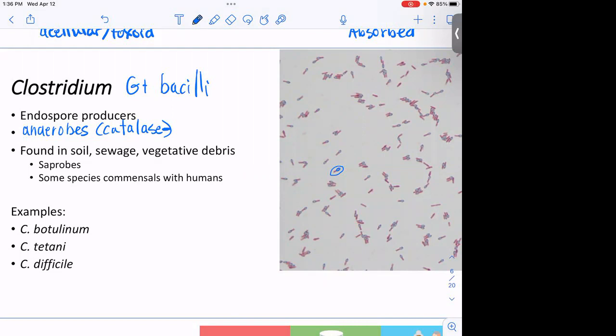They are saprobes, just like bacillus, so they're going to feed on dead and decaying organic matter. Interestingly enough, there is at least one species that is considered a commensal with humans. So some of us would have C. difficile as part of our normal microbiota in our large intestine. Okay, so our colon is one place in our body that's essentially anaerobic.